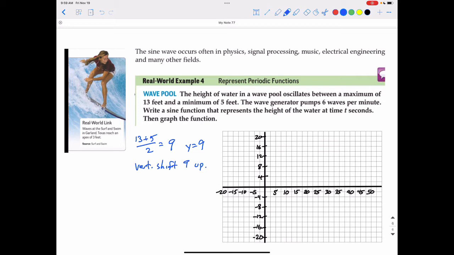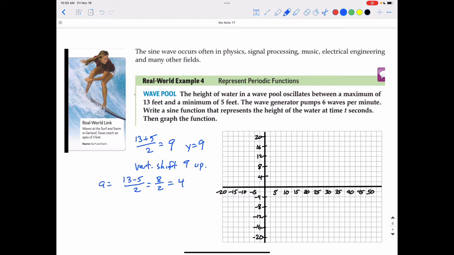The A value is going to be the amplitude. The amplitude, remember, is defined by half the difference between the highest and the lowest points. So for the amplitude, that is 13 minus 5 divided by 2. That's 8 over 2, which equals 4. So the amplitude is going to be 4. We have our vertical shift. We need a B value now.